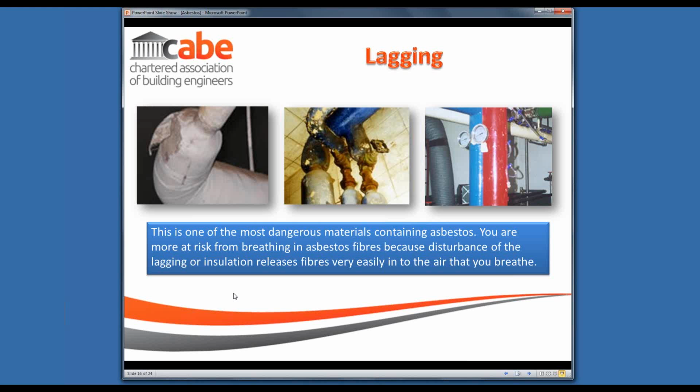Somebody said, do loose grid ceiling tiles contain asbestos? The answer is possibly. It depends on the age of the tile and the makeup of it. So again, if they're of an age and you're unsure, then realistically you have to consider that it's a possibility.